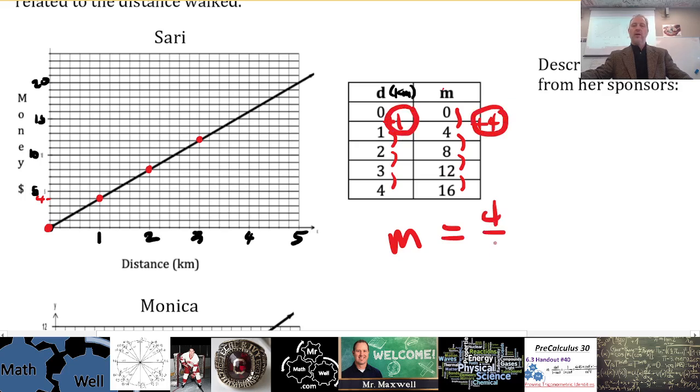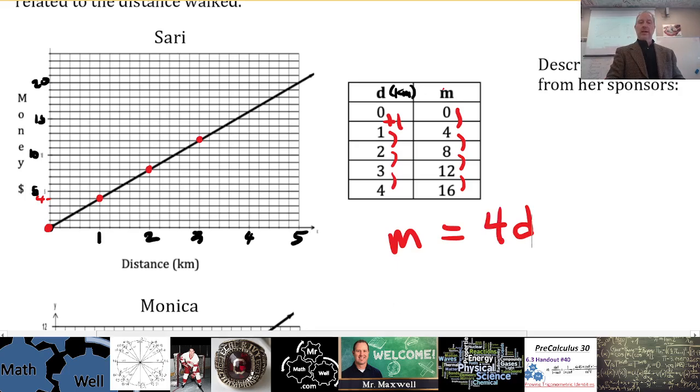That's 4 over 1 times D. Remember how we started this before? And then you would check some points and see if there's any adjustments that have to be made, plus or minus. And like we just said, D times 4 gives you M. So 4 times D, that's all we need. So you can simplify that into just a 4. So it looks like we have M equals 4D.